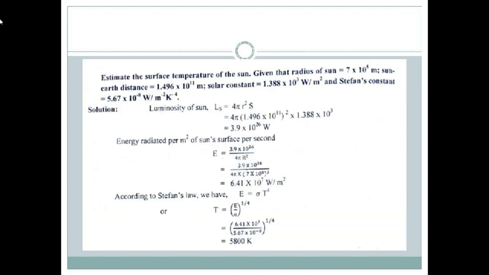Estimate the surface temperature of the Sun. Given the radius of the Sun is equal to 7 × 10^8 meters. Sun-Earth distance is equal to 1.496 × 10^11 meters.